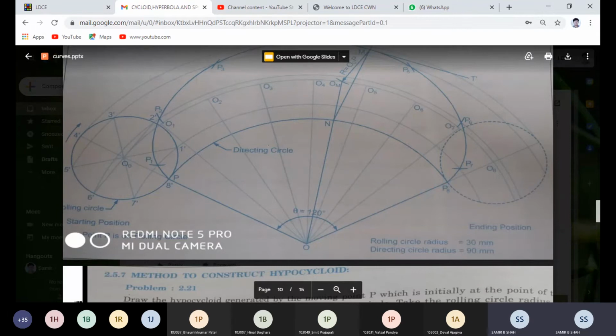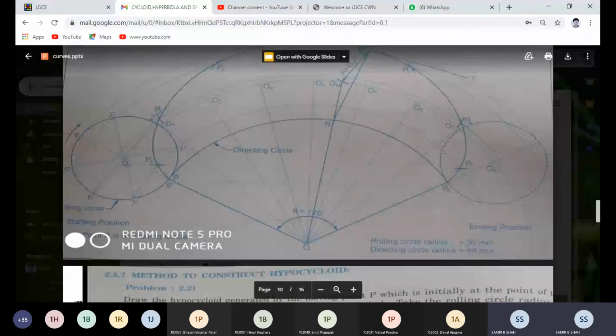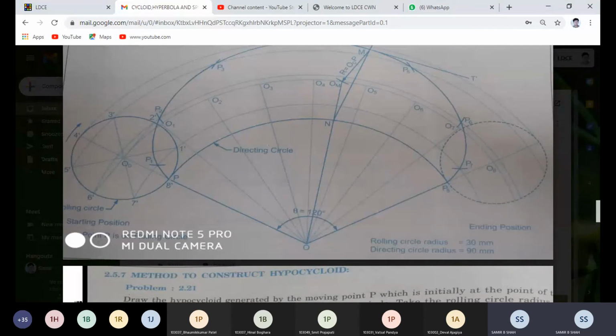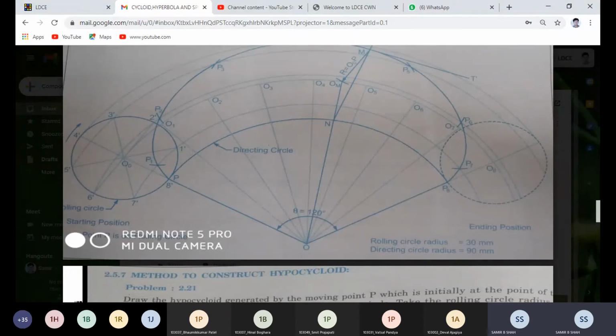Here you may just divide it in 8 parts. 1, 2, 3, 4, 5, 6, 7, 8. Okay. So based on that, you just divide this circle, and in the same way you may divide in an equal number of parts. Here 1, 2, 3, 4, 5, 6, 7, and 8. Okay.